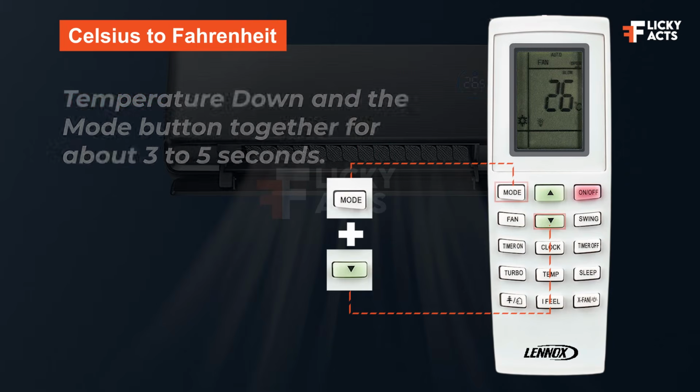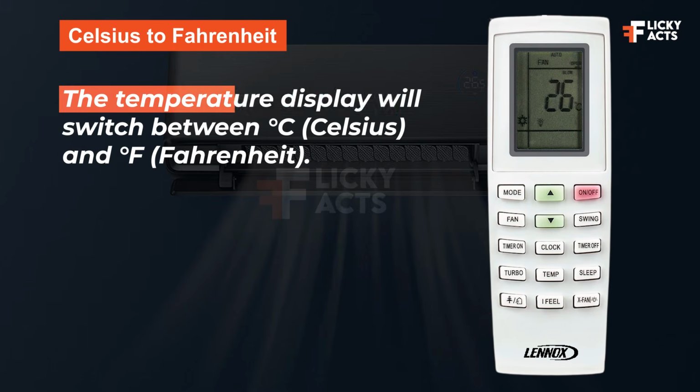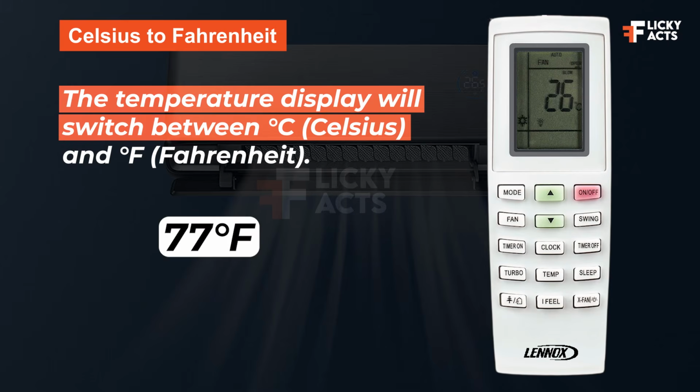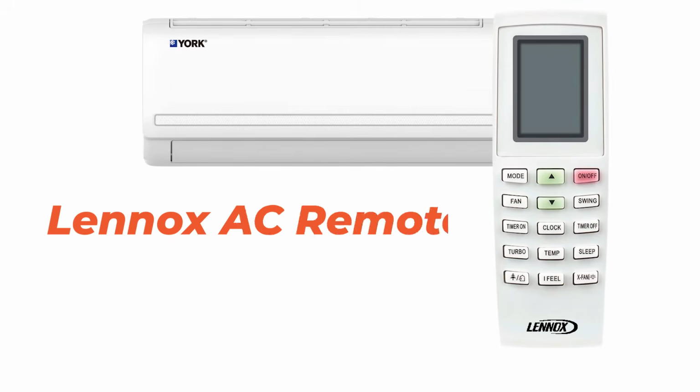Press and hold the temperature down arrow button and the mode button together for about 3 to 5 seconds. The temperature display will switch between degrees Celsius and degrees Fahrenheit. Now you know what every button on your Lennox AC Remote does.